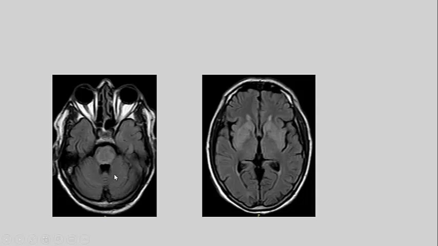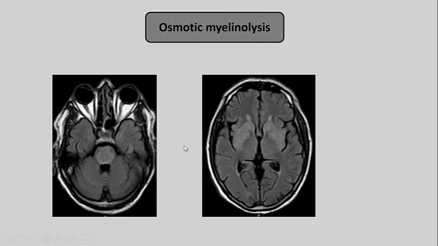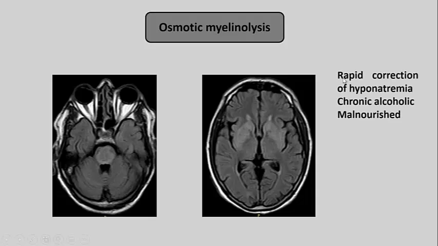This is a different scenario, a demyelinating disease which can affect the basal ganglia. You can see abnormal signal within the pons, but sparing the anterolateral aspect of the pons, which is the location of the corticospinal tracts. These changes are also seen in the lentiform nuclei and caudate nuclei, and you are dealing with osmotic myelinolysis. This is pontine and extrapontine osmotic myelinolysis, and these patients have typically either undergone rapid correction of hyponatremia or are chronic alcoholics or malnourished, and these changes result from electrolyte imbalance.